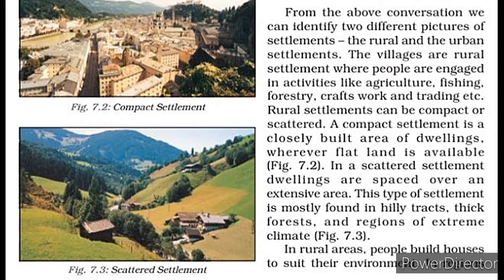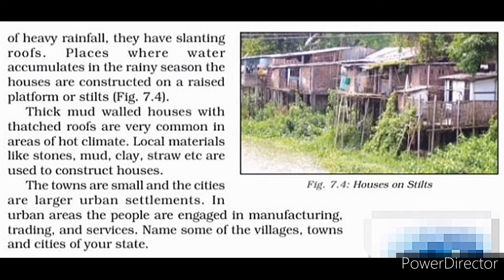In rural areas, people build houses to suit their environment. In regions of heavy rainfall, they have slanting roofs, and in places where water accumulates in the rainy season, houses are constructed on raised platforms or stilts. Thick mud walled houses with thatched roofs are very common in areas of hot climate. Local materials like stones, mud, clay, straw, etc. are used to construct houses.